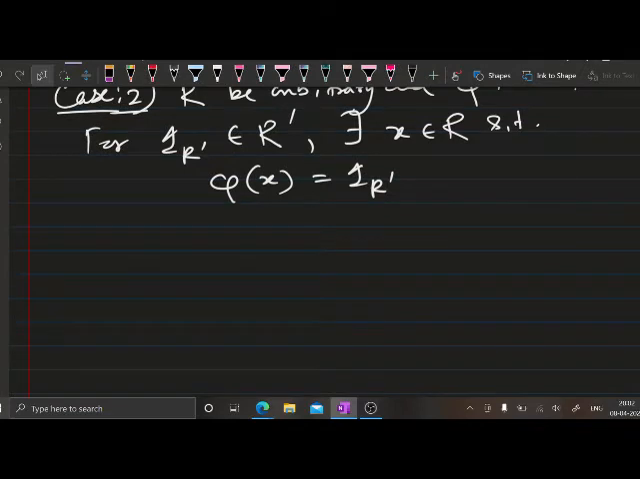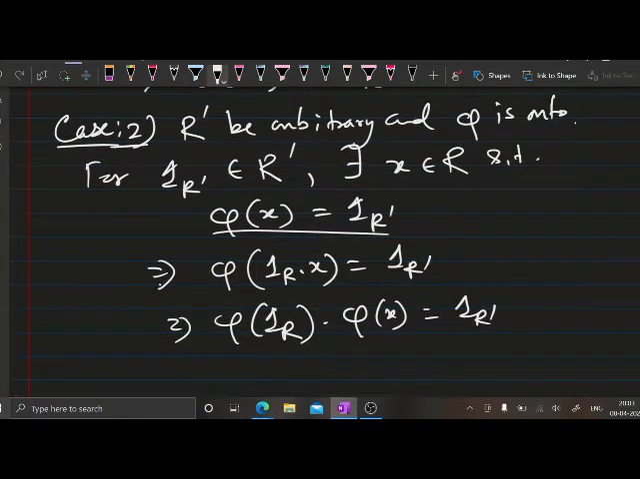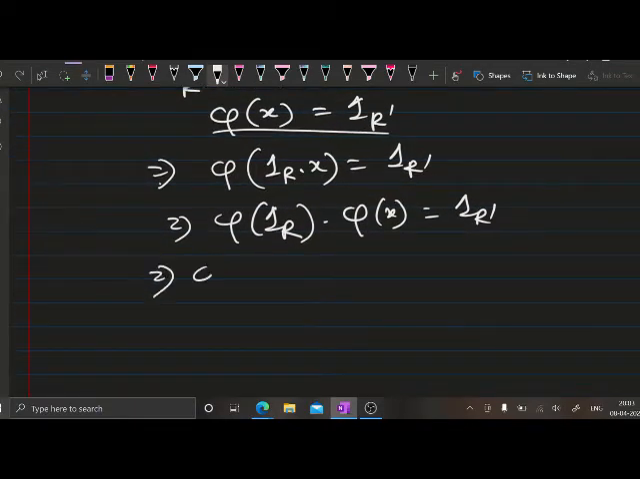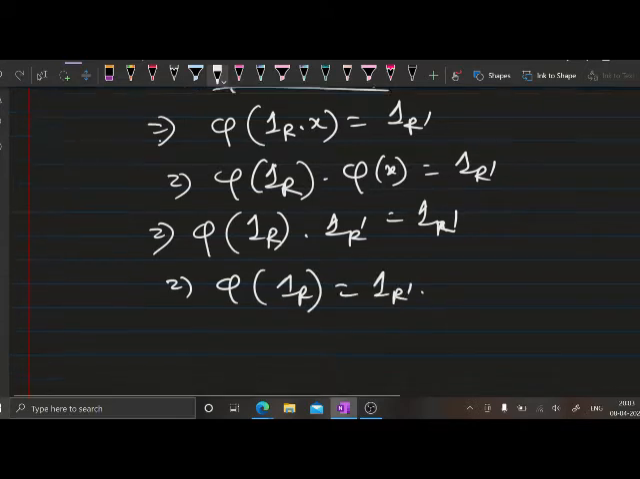So phi of 1R dot x is 1R dash, so this is phi of 1R dot phi of x, this is 1R dash. But you have already assumed that phi of x is 1R dash, so you just put 1R dash in place of phi x, so this is true. That means phi of 1R equals 1R dash. So this is the case.